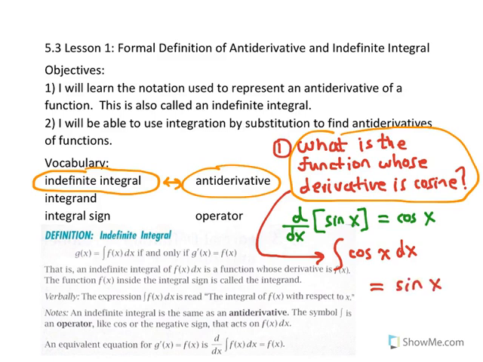Of course, you could have sine plus any constant, such as 5 or 3 or 7 or negative 1/2, etc. Because when you differentiate sine, you get cosine, and when you differentiate any constant, you get 0.